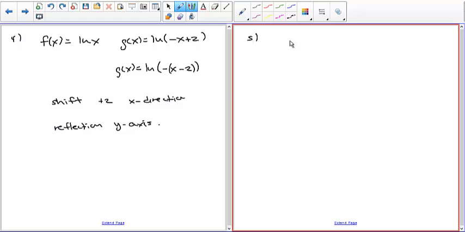Okay, number 5, just a little note: not only do you have to talk about the transformations, but you have to show both functions, both f of x and g of x.